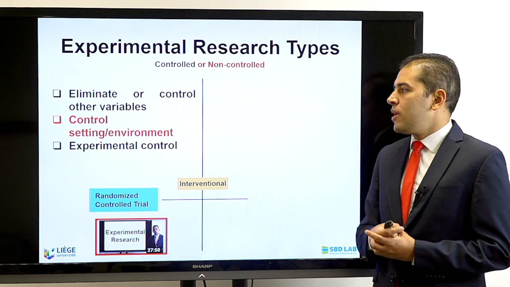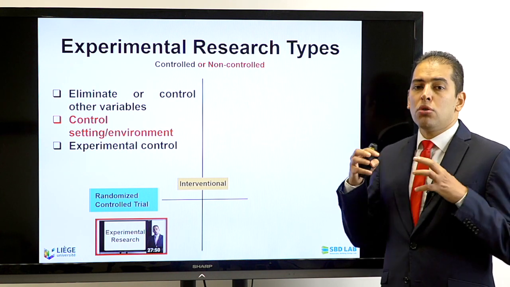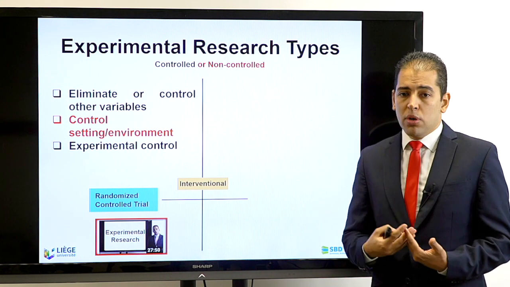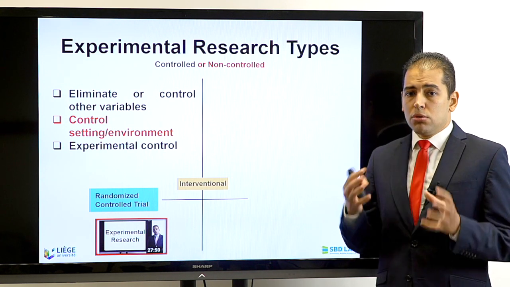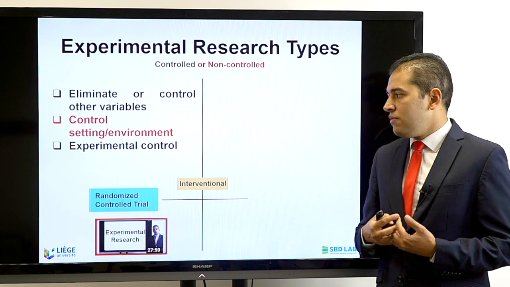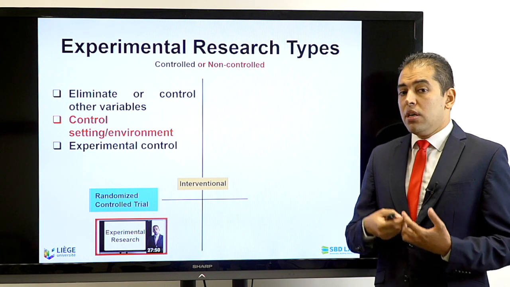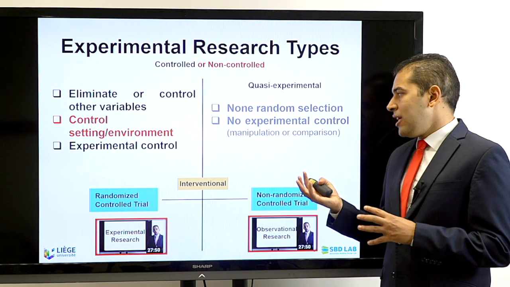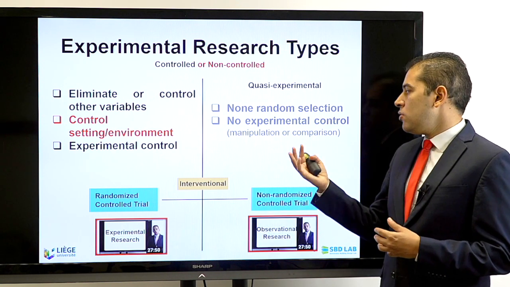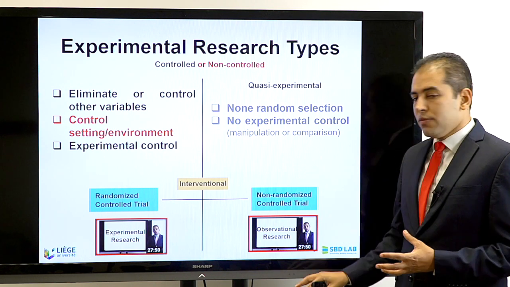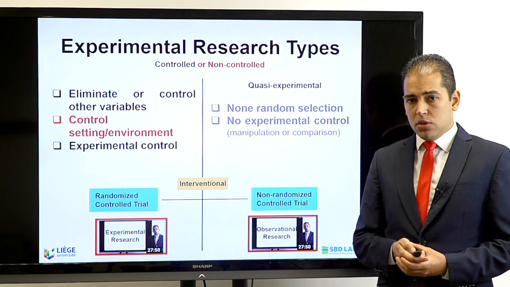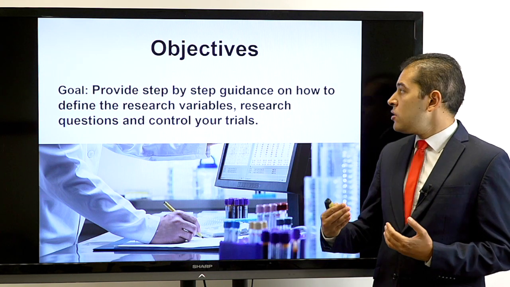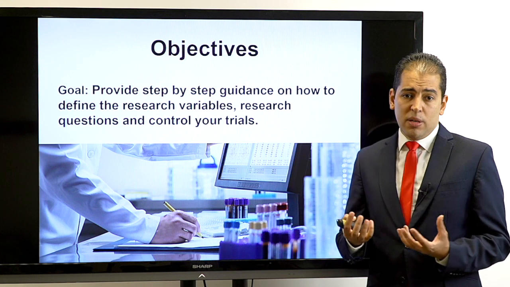Also, when I talk about experimental research, I'm talking here about controlled experimental research. So we seek eliminating or controlling other factors, and we have a controlled setting or a controlled environment, and therefore we call it experimental controlled research. If you are looking at other aspects for non-randomized selection or non-experimental control, then you have to follow the series on observational research.